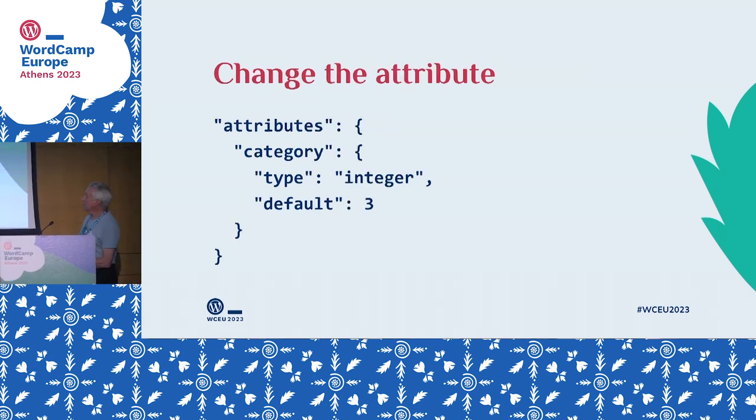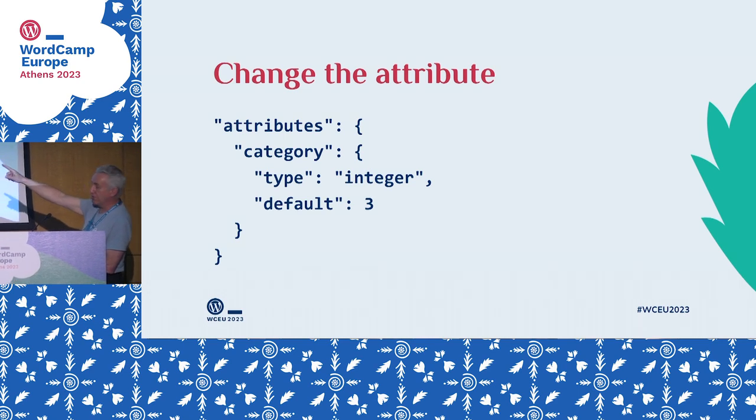Okay, so let's actually use the attribute instead. Now, because we're having to use the ID instead of the slug, which we used in the shortcode function, change the attribute to this. So we're going to change type to integer instead of string, and we're going to put 3. We're going to put whatever ID corresponds to your category. In my case, it was 3.